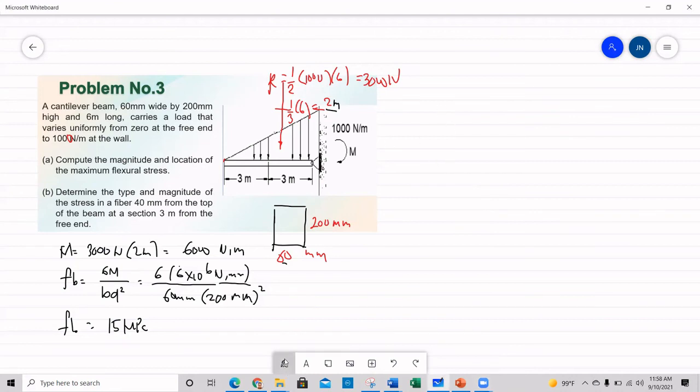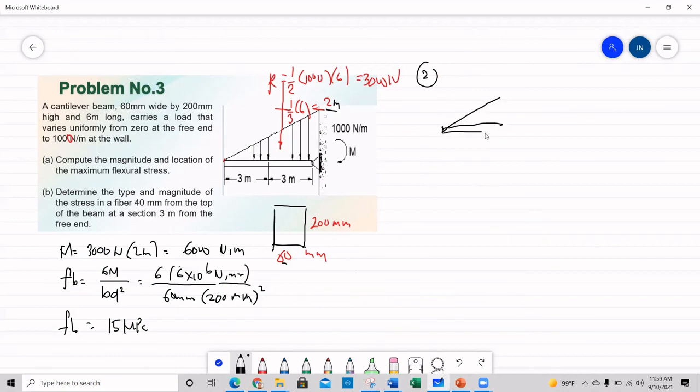So number 2, what I discussed earlier. If this is the beam, at a span of 3 meters from the free end, we are going to compute the moment here. Since this is 1,000, this is 6, this is y, this is 3, obviously it's 500. Even by ratio and proportion, since it's just half. 500 Newton per meter. So we can find here our resultant load.